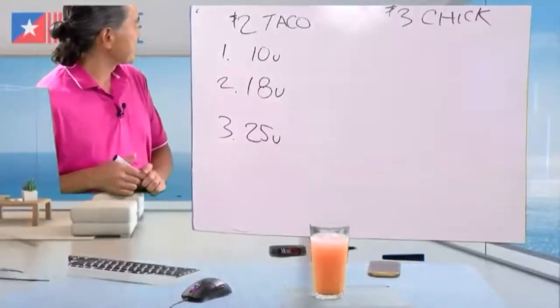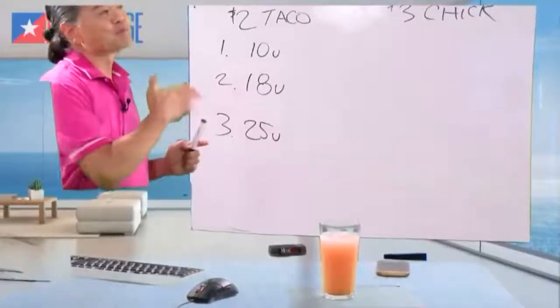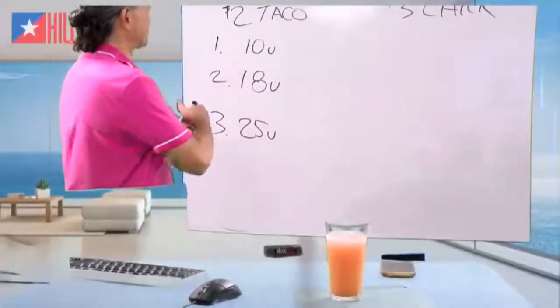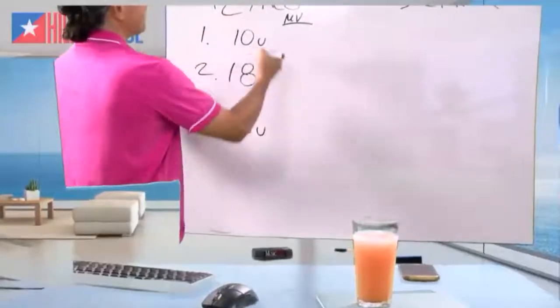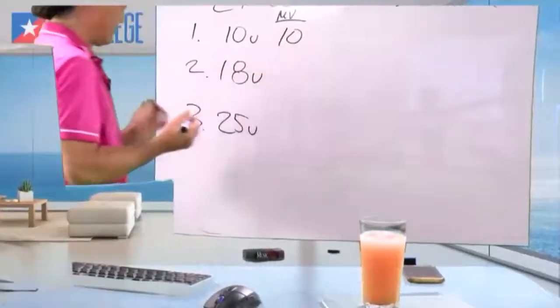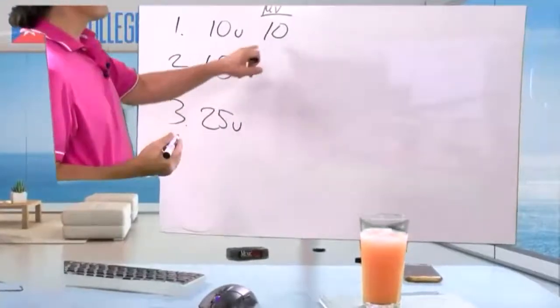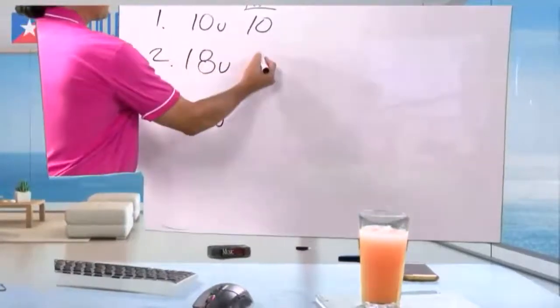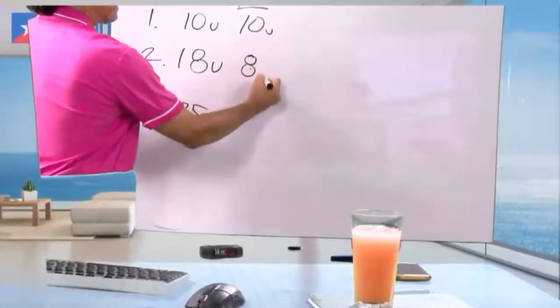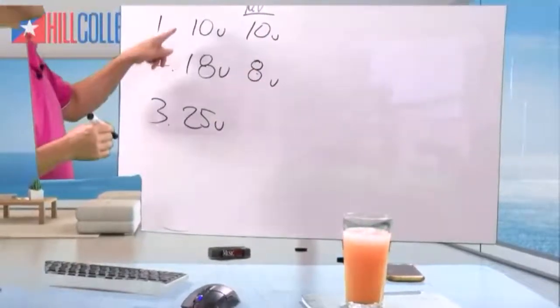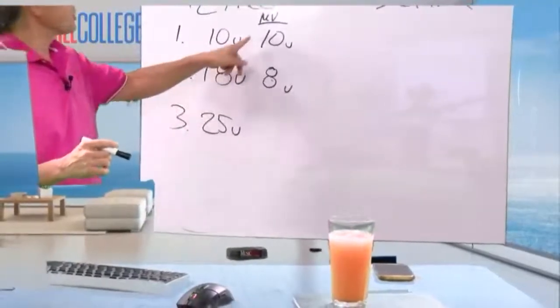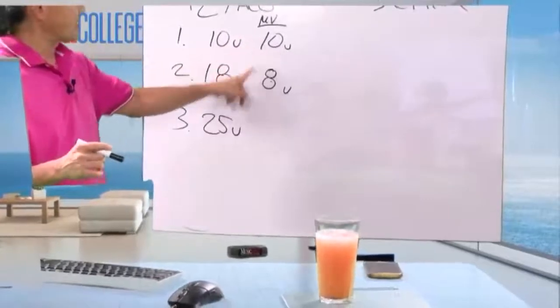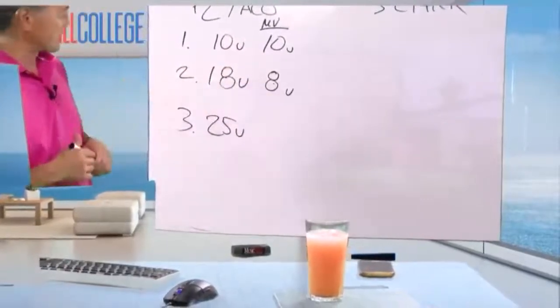So that means we can calculate the marginal utility of each one. So I'll put MU for marginal utility. When we go from 0 to 1, we gain 10 utils. But then when we go from 1 to 2, we only gain 8 utils. So you see how that works? Because these are like totals. If we just jump from 10 to 18, we've added 8 utils for that second taco.